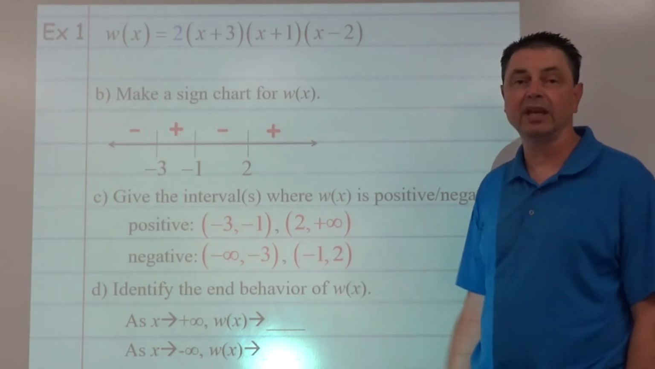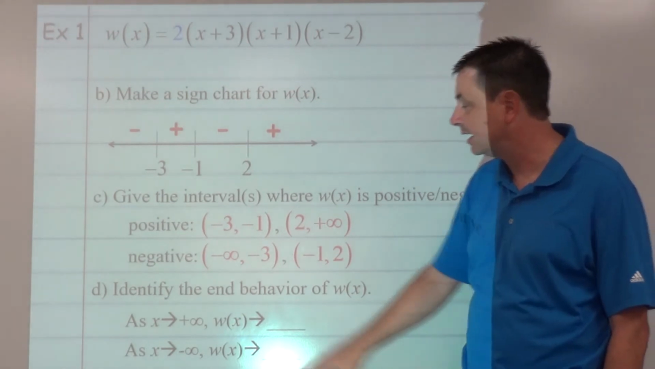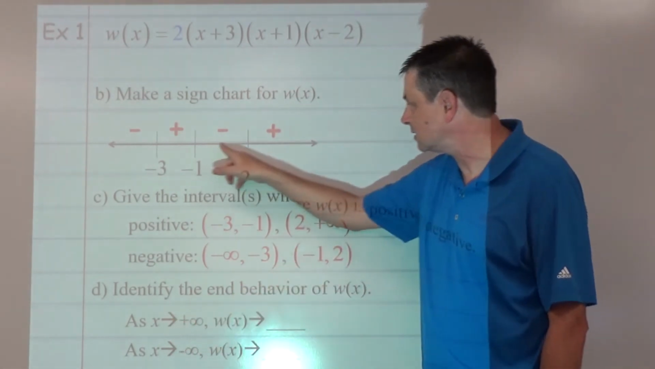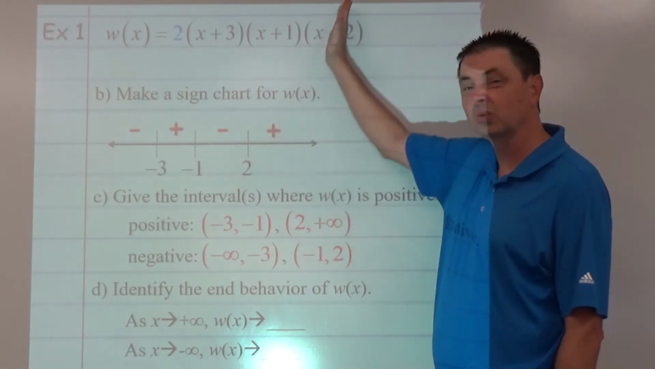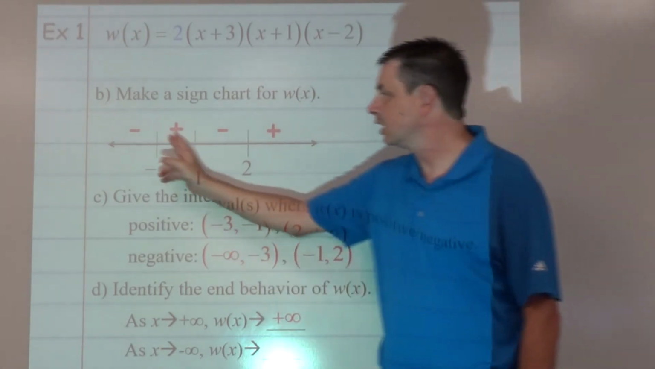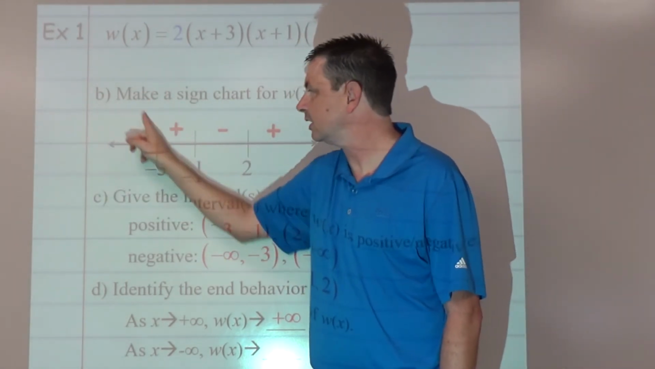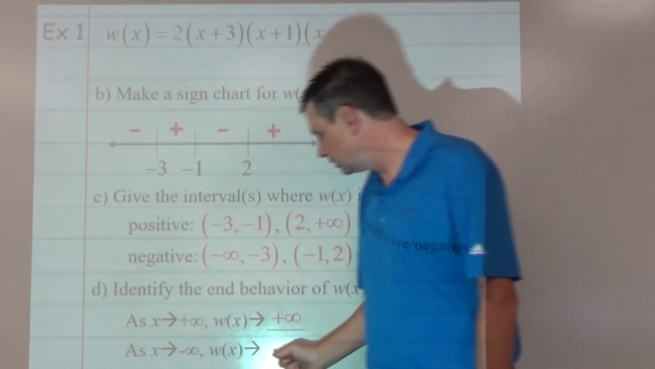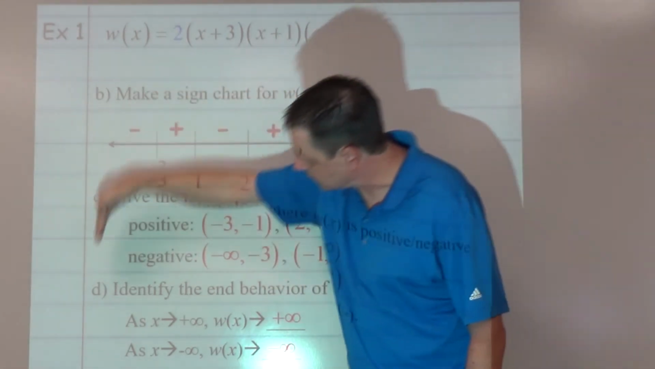What about our end behavior? We don't need the graph for that either. The sign chart tells us that. As we go to the right, the last sign is positive, so we're going to be going up towards positive infinity. As we go left, the last interval going towards negative infinity is negative. So our function is going to be going towards negative infinity.